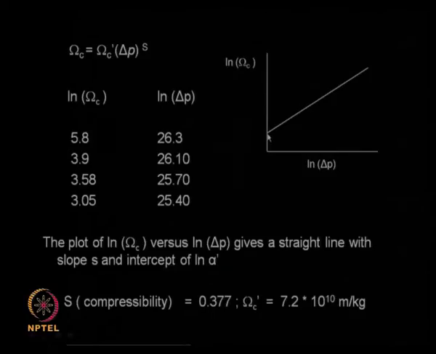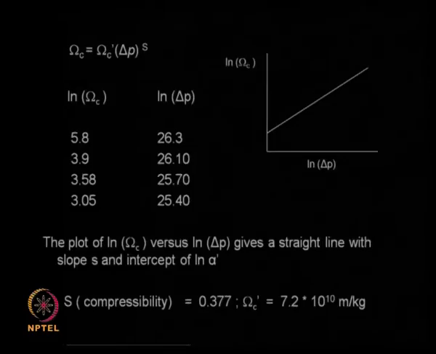So this slope can be either 0 or 1, it can take up both these values, and most of the materials will always lie between 0 and 1 actually. So if it is 0, that means it is independent of delta p, that means there is no effect of pressure on the resistance offered by the cake, whereas if it is 1, that means there is maximum effect of pressure on the resistance offered by the cake.